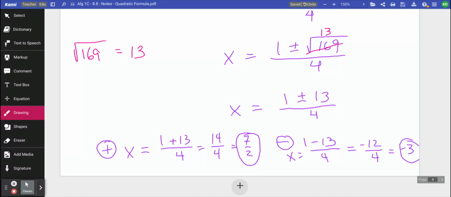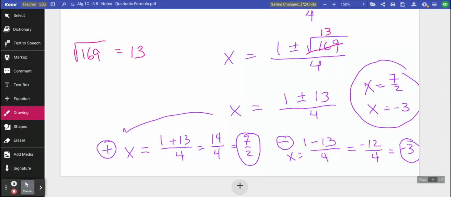All right, so those are going to be my two solutions. We're going to get x equals 7 over 2 and x equals negative 3. Those are my two solutions. We had to split this into two equations because our radical was fully simplified.